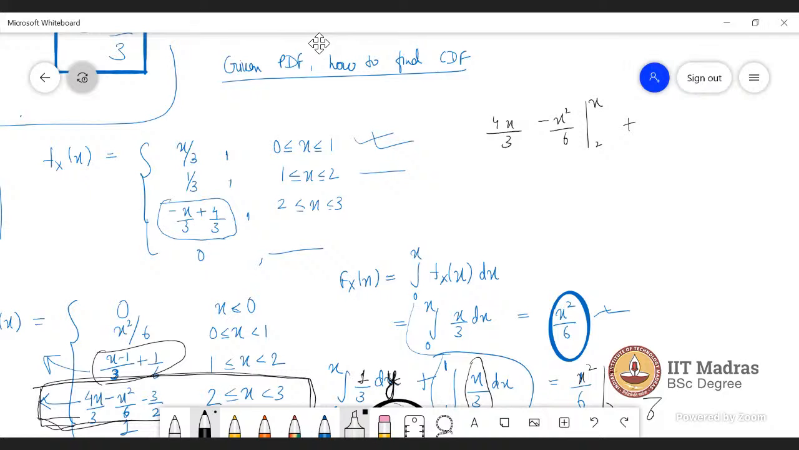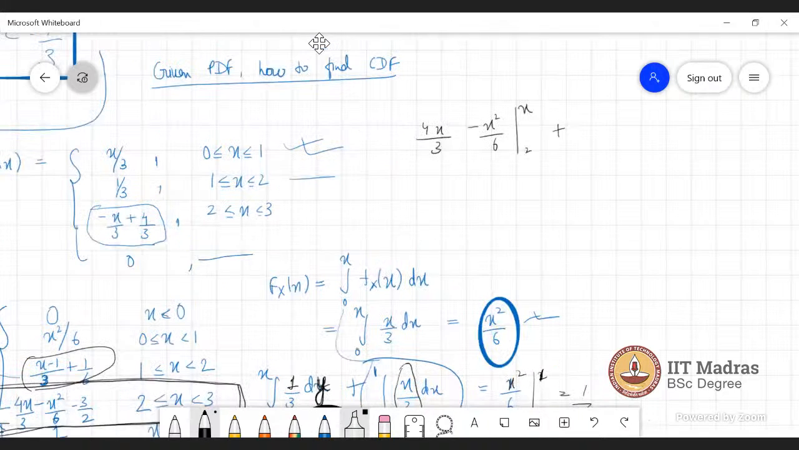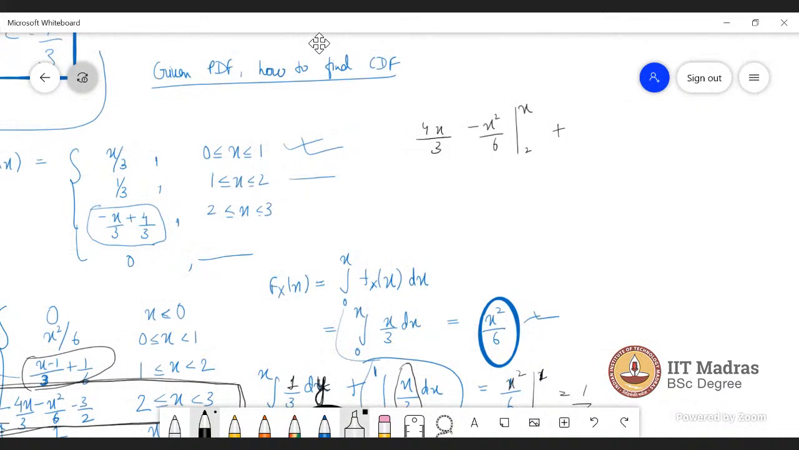Yeah, but ma'am, over here in the range of 1 to 2, how are we getting that x minus 1 by 3? It should be x by 3 only, no?